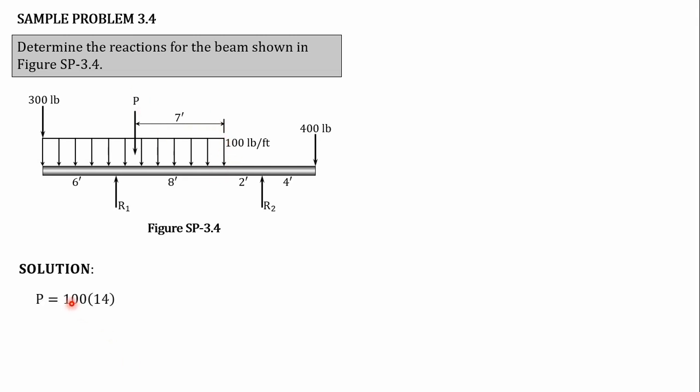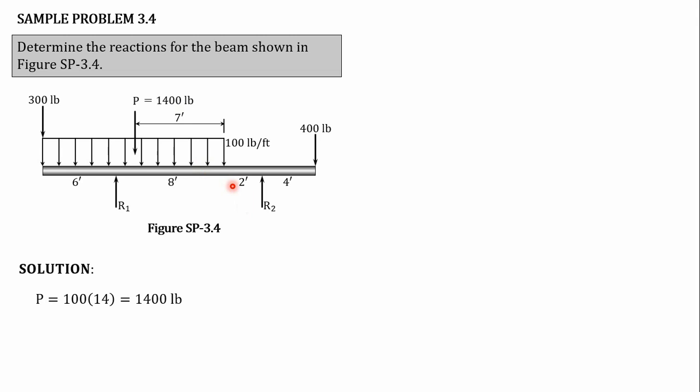To solve P, P is equal to the area of the distributed load, that is 100 pounds per foot times 14 feet, and that is equivalent to 1,400 pounds. So therefore, our P is equivalent to 1,400 pounds. Okay, get me?